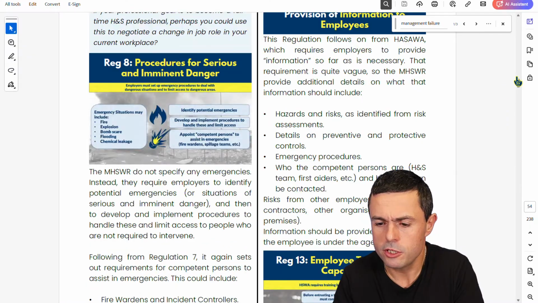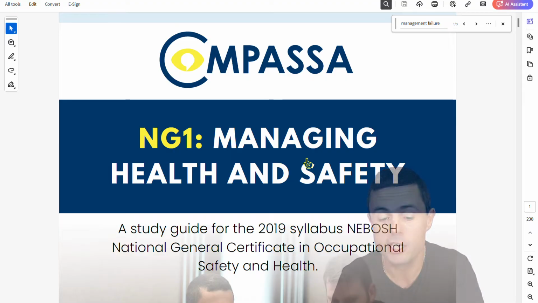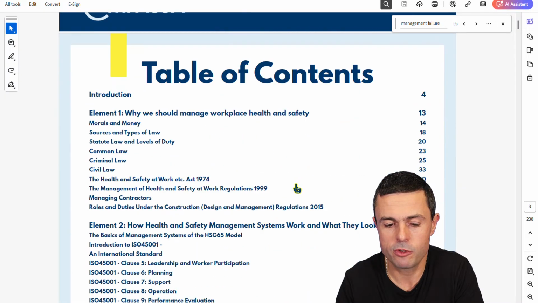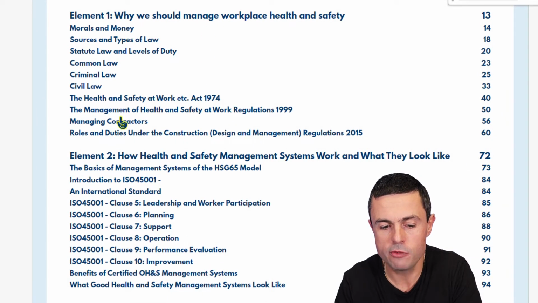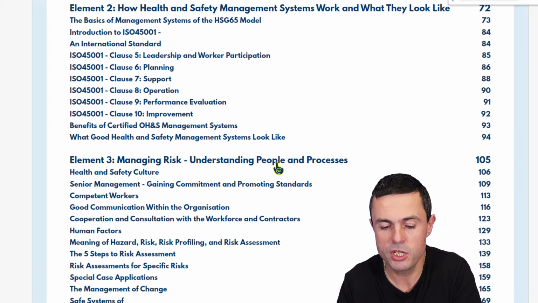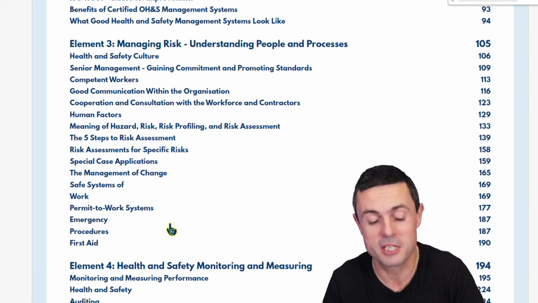You see, the whole NG1 unit is about the management of health and safety. And now we have a question that's asking you about the management failures. If we take a look at our study book, right at the very top, notice the title of our study book, Managing Health and Safety. That's what we've named it. And if we have a look at our table of contents, look at what we've got. Why we should manage. The managing of contractors, management systems, managing risk, people, processes, monitoring and measuring, which are also parts of the management system, I might add.